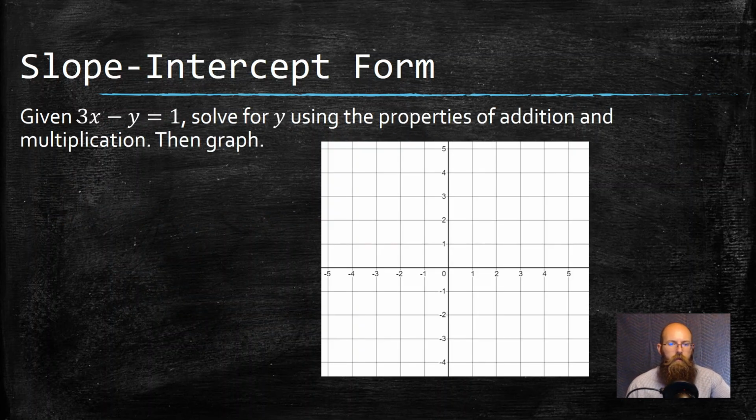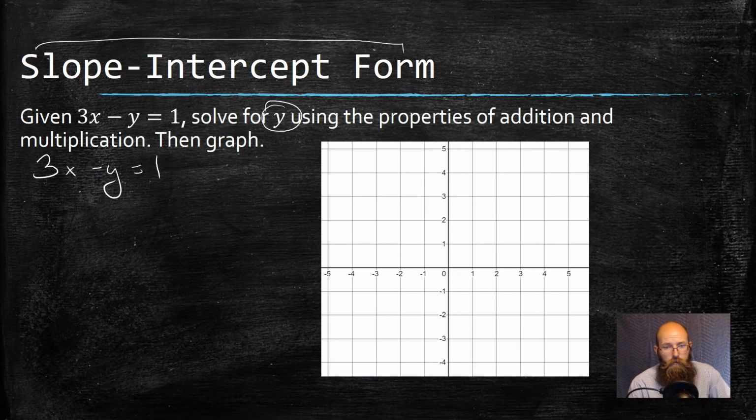So if I'm given this equation, 3x minus y equals 1, solve for y using the properties of addition and multiplication, then I need to graph it. So what they're really asking, if I'm solving for y, is to put this into slope-intercept form. So I'm going to move that form. I'm just going to write the exact same thing down right here. And I need to solve for y. They even told you use addition and multiplication.